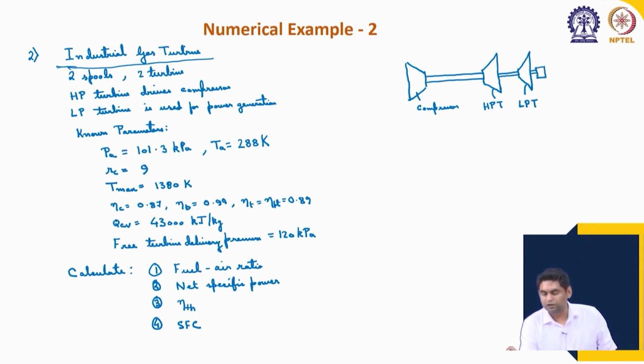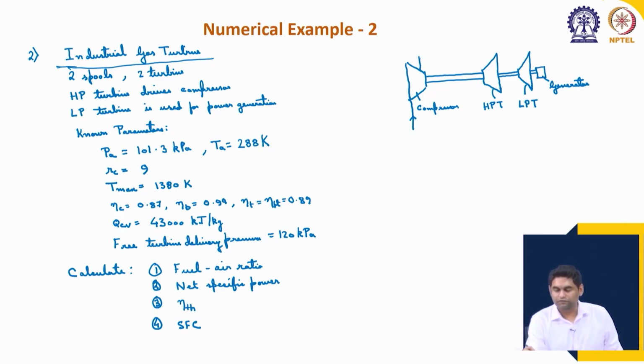So, the generator or load is mounted on this low pressure turbine spool. Okay. So, the second spool. The first spool has the compressor and the high pressure turbine, and the second spool has the generator and the low pressure turbine.